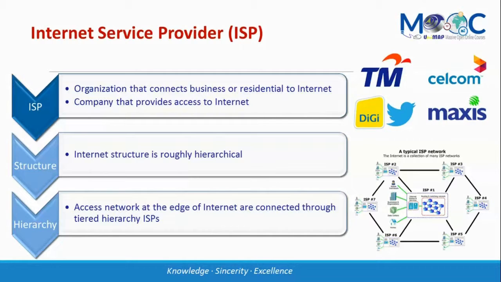As shown in the figure, the connection provided by the ISP are normally done through tiered hierarchy. The lower-tiered ISP are connected through national and international upper-tiered ISP such as AT&T, Sprint, and NTT. The upper-tiered ISP consists of high-speed routers interconnected with high-speed fiber optic links.